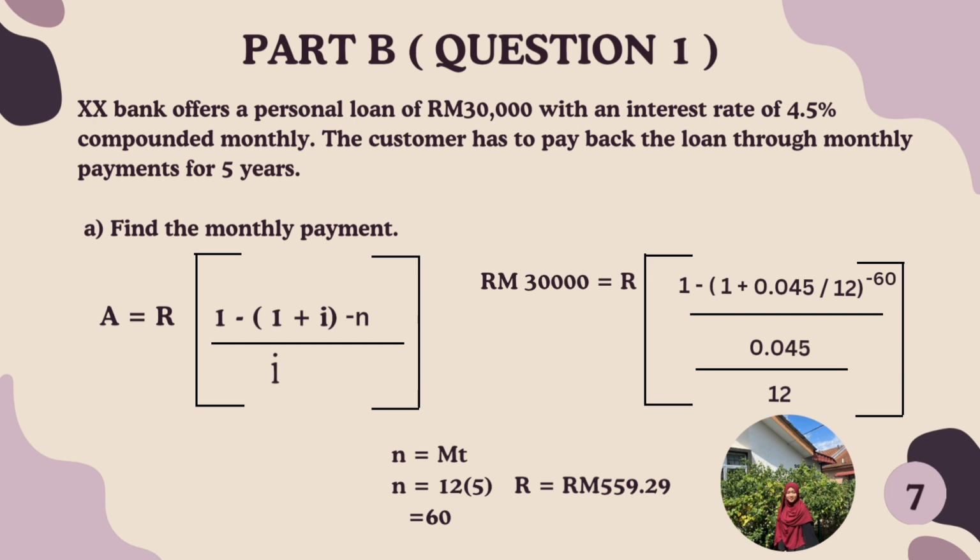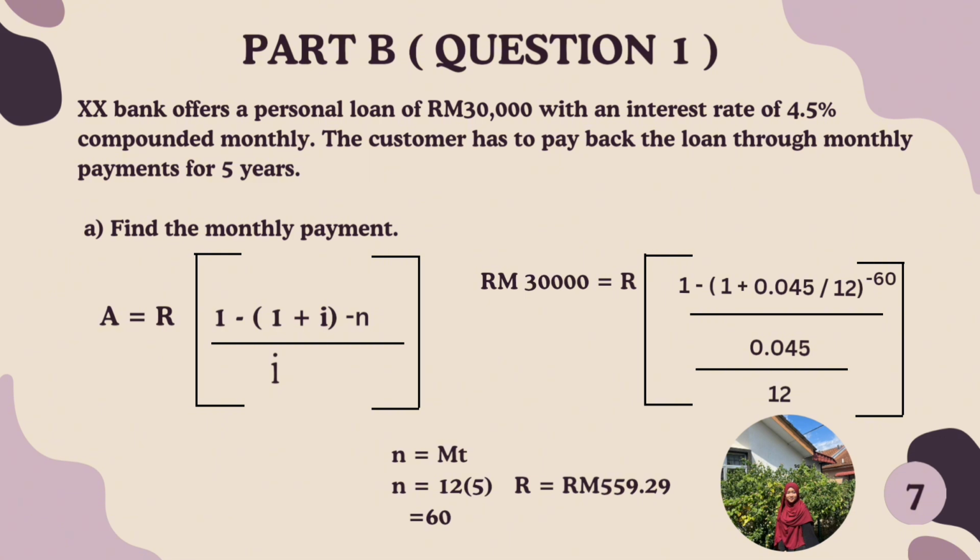The formula for this question is A equal to R bracket 1 minus bracket 1 plus i to the power of negative n, divide i bracket. From this question, we can see that A is equal to RM 30,000, K equal to 4.5%, m is equal to 12 because it says compounded monthly, and t is equal to 5 years. i is equal to k divide m, equal to 0.045 divide 12. n is equal to mt, equal to 12 multiply 5, and the answer is 60.